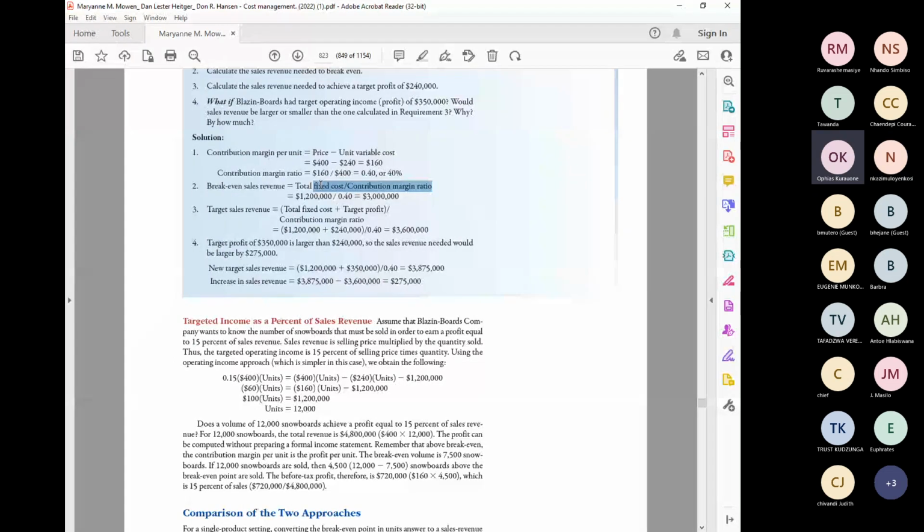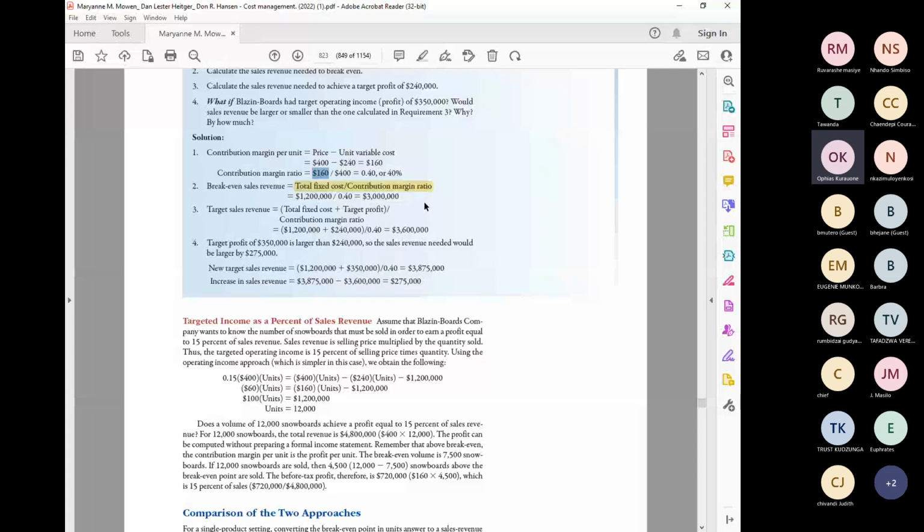Are we together? How do you calculate the contribution margin ratio? Contribution, 160, divided by the price, 400, gets 0.4 or 40%. So here is the total fixed cost, that is 1,200,000, divided by 0.4. Then you get 3 million. That is the break-even sales revenue.